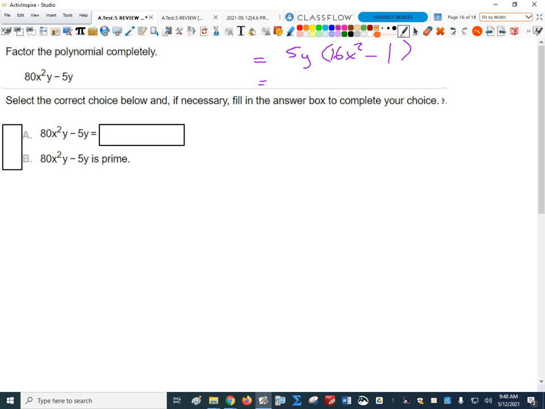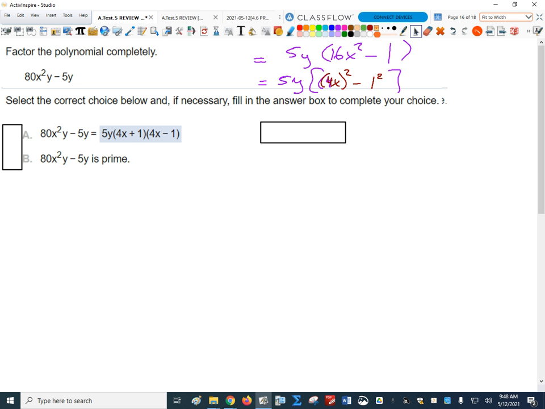So we could write this as 5y times 4x squared minus 1 squared, right? And so there, my a is 4x and my b is 1. And so that's my answer. Okay?